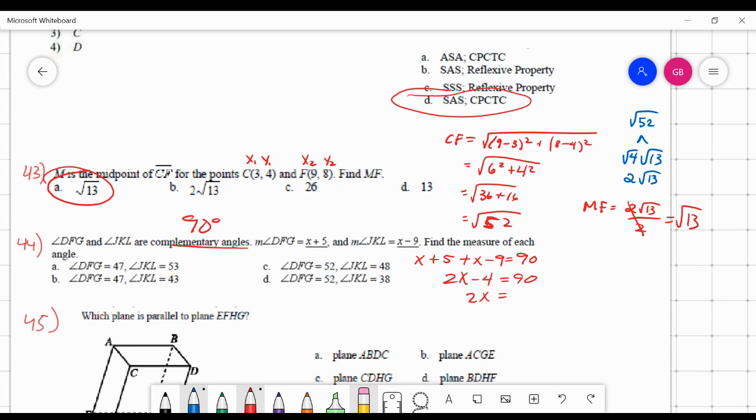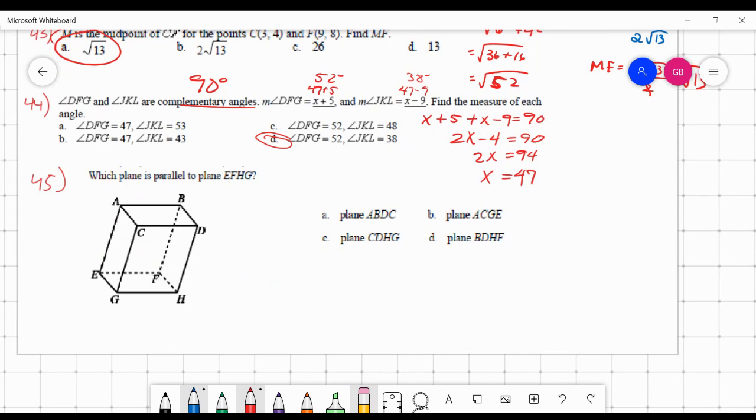Add 4 to both sides. 2x is 94. And then divide by 2. So x is 47. So 47 plus 5 is 52 degrees. 47 minus 9 is 38 degrees. So DFG is 52 and JKL is 38. Option D.